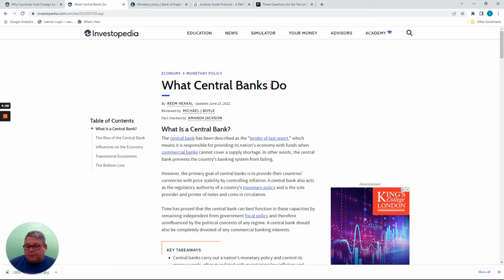In the UK, we've got a mandate to keep inflation at 2%. It's a target inflation rate. And again, that's the job of the central bank. So these are all things that the central bank do that goes on behind the scenes. And a lot of it does go on behind the scenes.